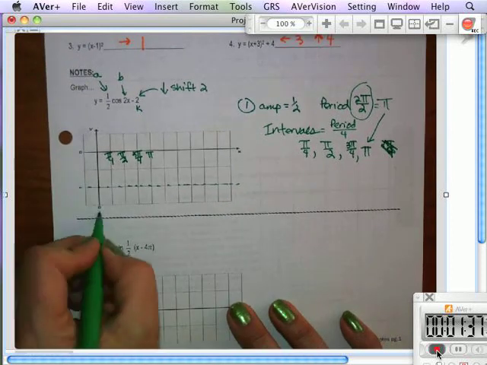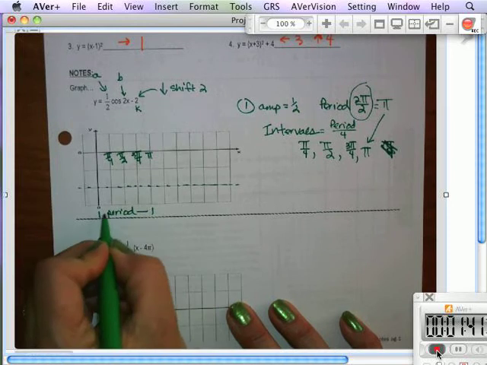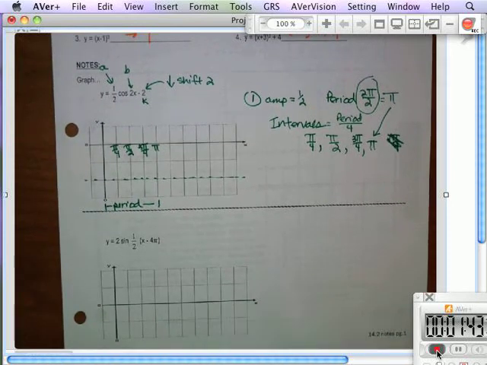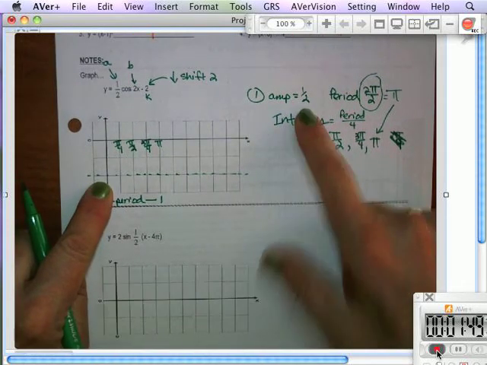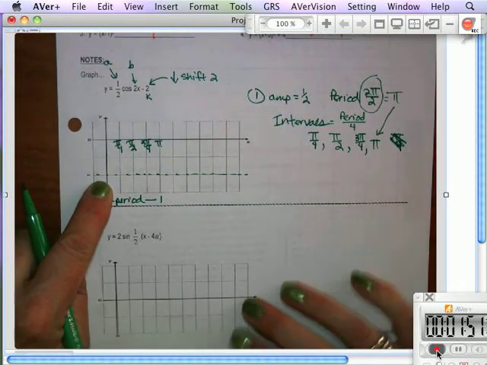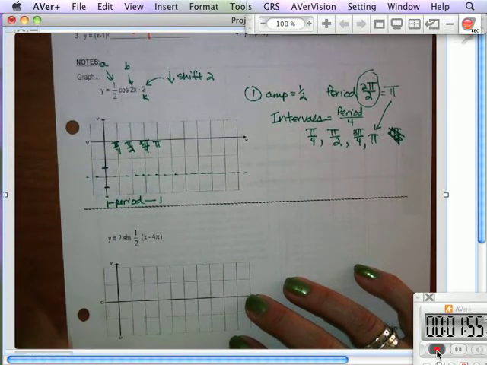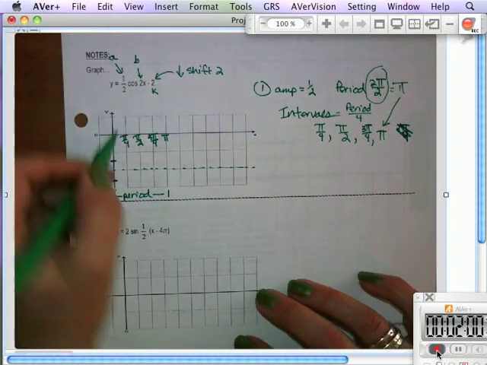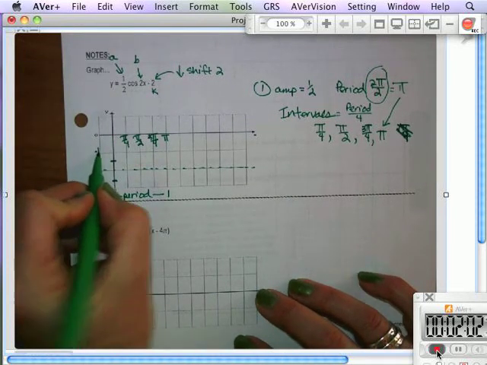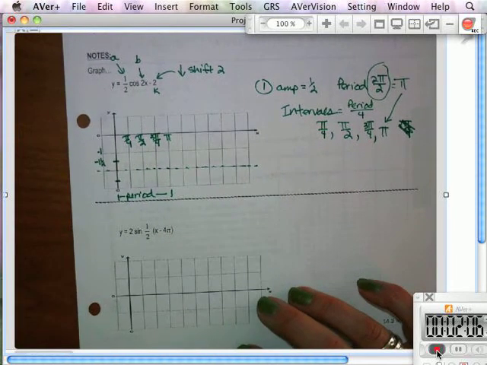So from here to here is my period, just like yesterday. Now I have to think about from my baseline, my amplitude is 1/2 above and 1/2 below. So from here, I'm just going to mark it right here and right here. And if I think of my y-axis as this being -1, where is this then? This is -1.5, correct?